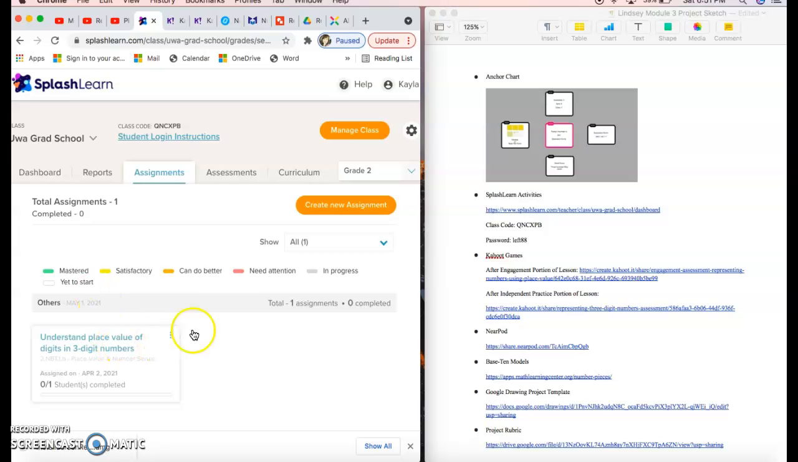But whenever I click on the student's name, they will be given a color band. So if they are getting them all incorrect and they need help, they will be colored as red for needs attention. Can do better, satisfactory, and master are the other color bands that they would have. And this is a good way to check for understanding and provide that evidence of learning that we talked about earlier. This is free, but the students will need the class code and password to get in to complete this activity.